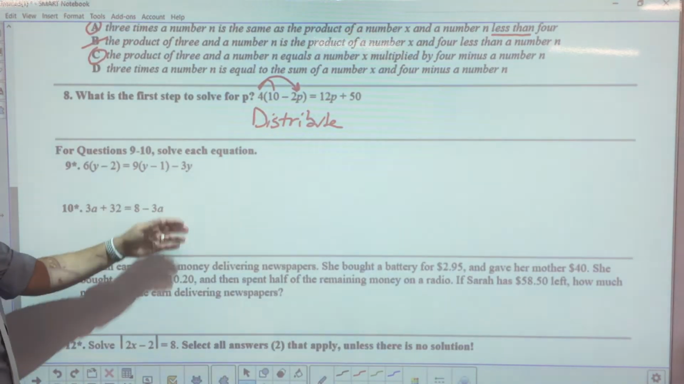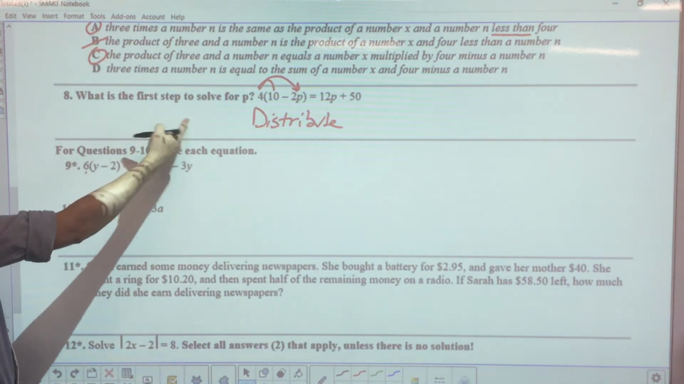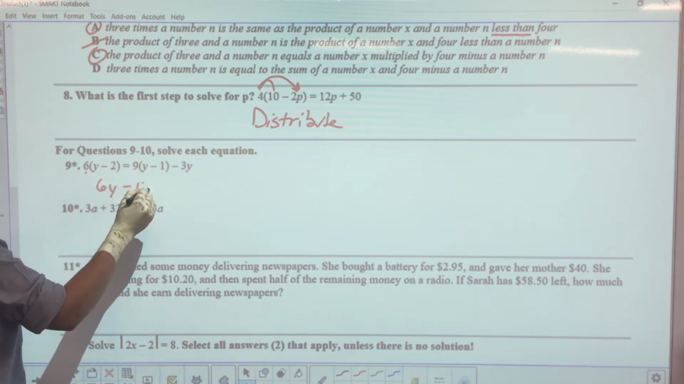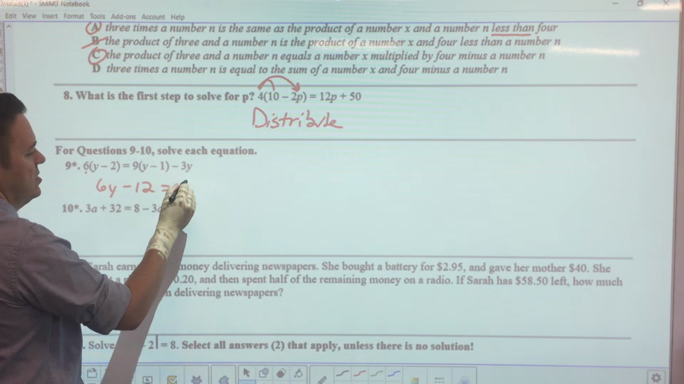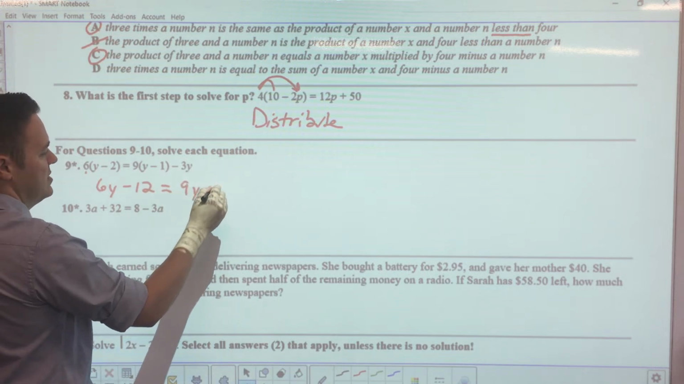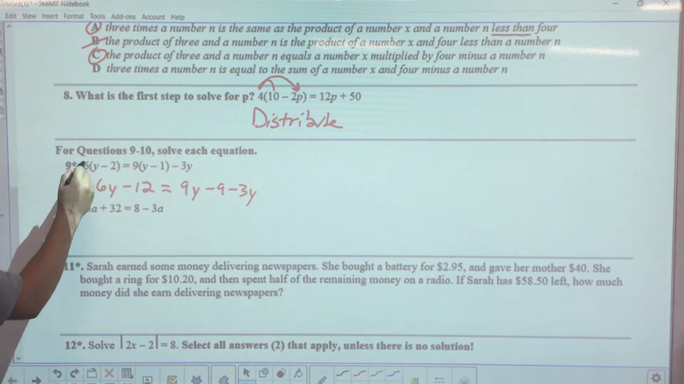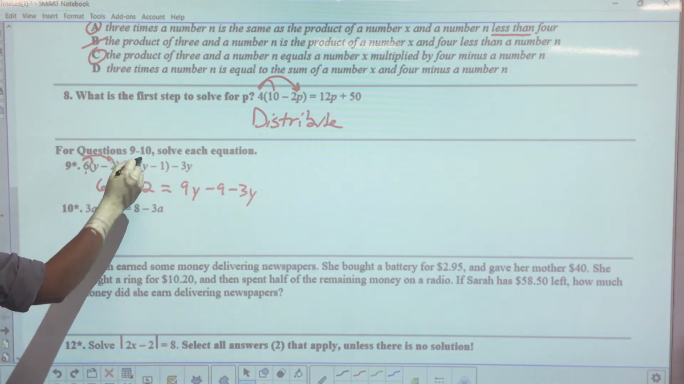All right, solve these equations out. First thing you do, just like we talked about up here, you do what? Distribute. 6y minus 12 equals 9y minus 9, and then it's 3y, okay? We distribute. If I need to draw it out, I will.